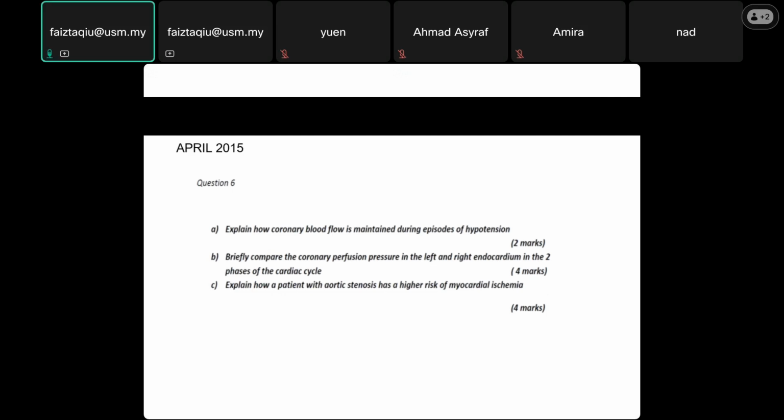Number 6C, explain how a patient with aortic stenosis has a higher risk of myocardial ischemia. So in aortic stenosis, the heart is hypertrophied. So with increased oxygen demand, will decrease output from the aorta. So this decreased supply and increased wall tension will increase wall demand, and altogether will decrease the coronary perfusion pressure. So then decreased cardiac output, compensatory increased heart rate will decrease the diastolic time. So it further pushes the patient with aortic stenosis to suffer increased risk of myocardial ischemia.